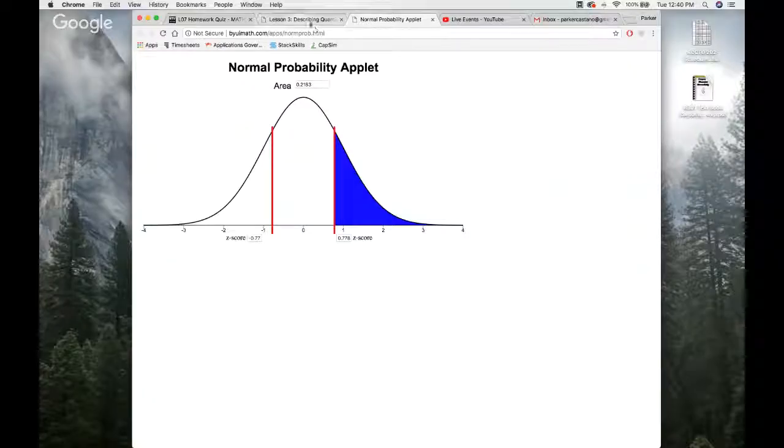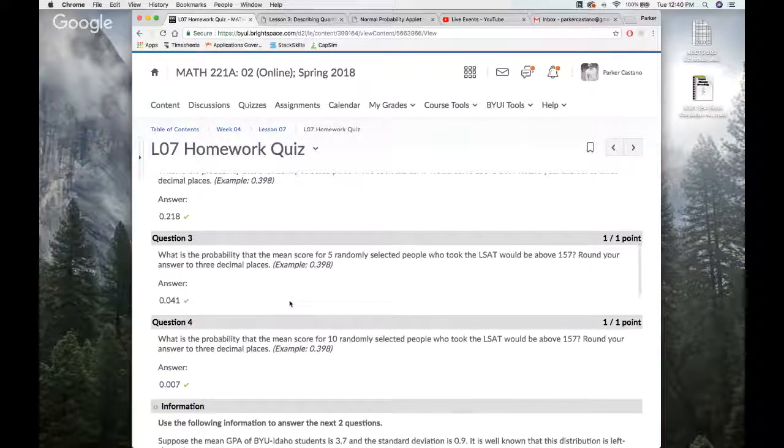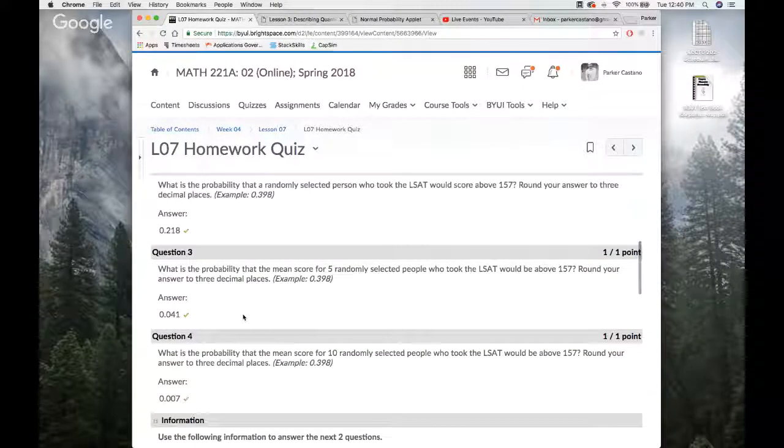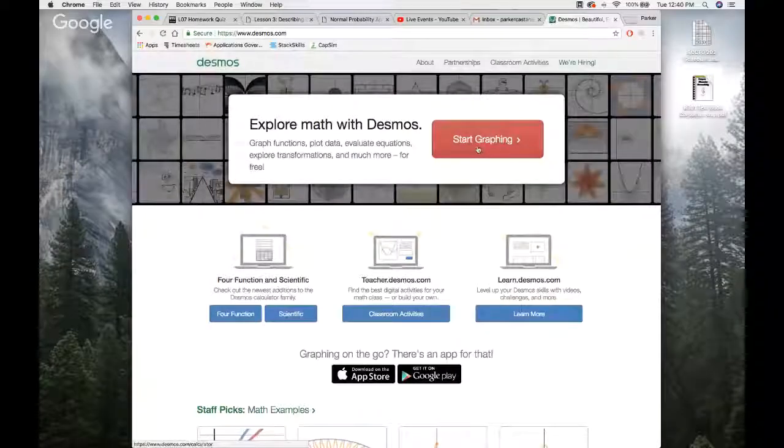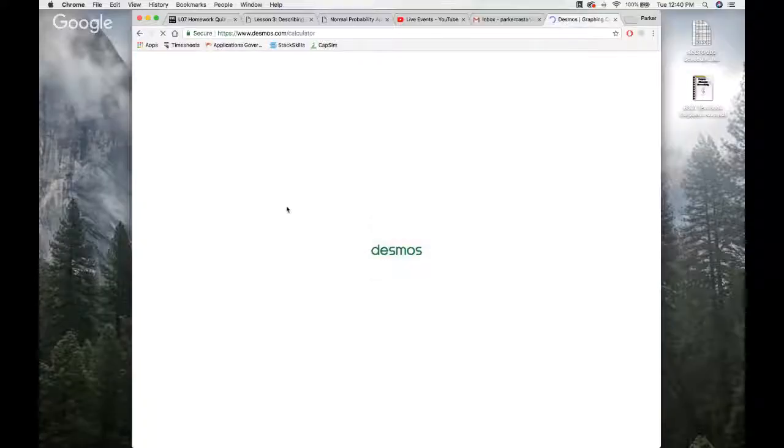So what does that say? It says 0.2183. Okay, but that's for one person. So now what about 5 people? Oh yeah, so then for the 5 people, you do like this. Did you download Desmos? I actually, no, I forgot all about that. Yeah. So then you'll do this.